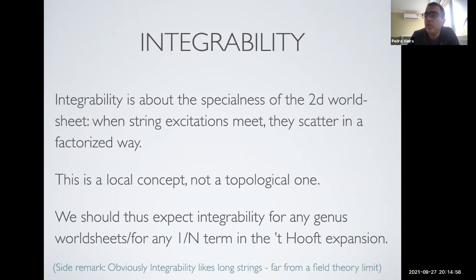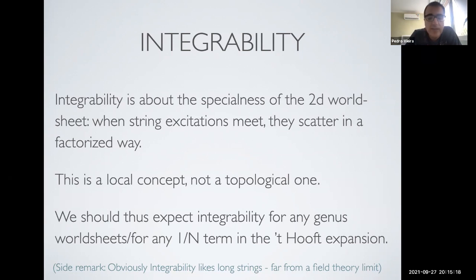Because it's a local concept, a special property of the worldsheet, of the material that the strings are made of, it should not be a topological property. Therefore we would expect integrability to hold for any topology, and therefore to any genus in the 1/N expansion. So this, I would say, should be our basic expectation.